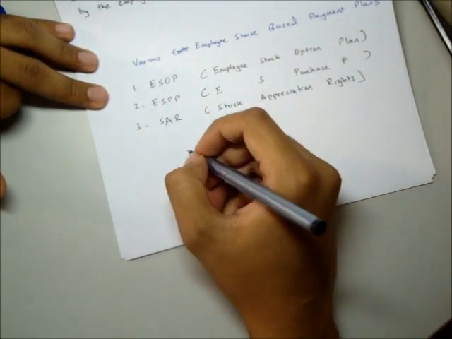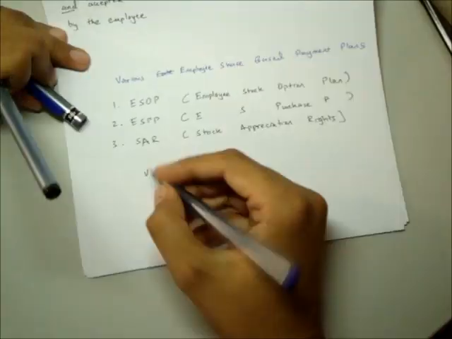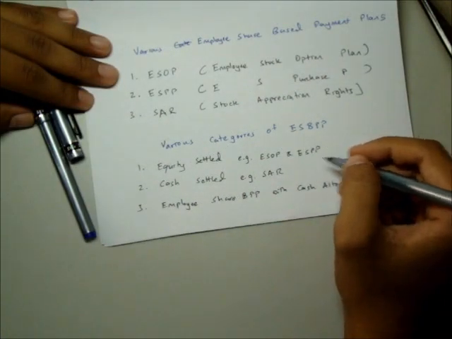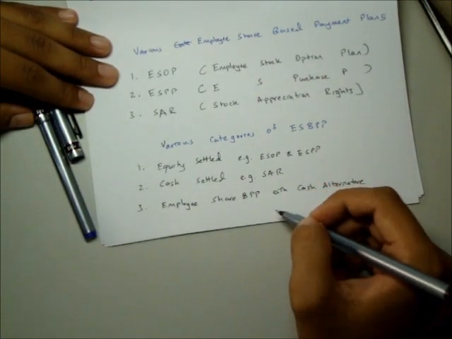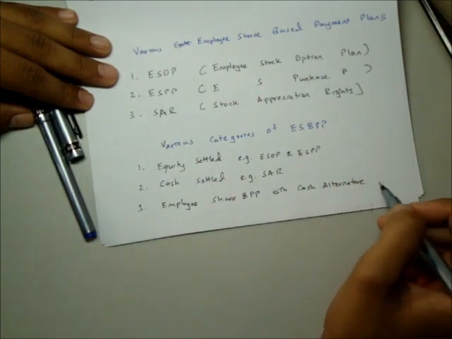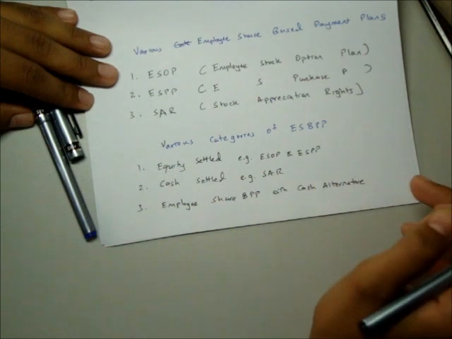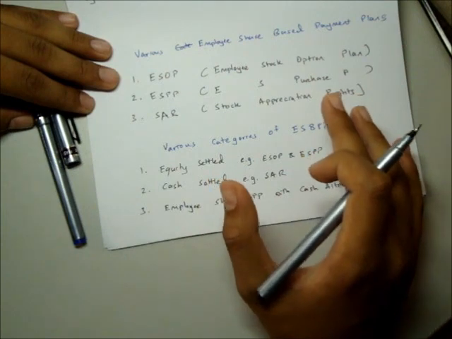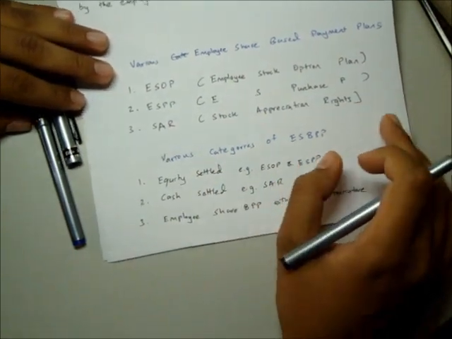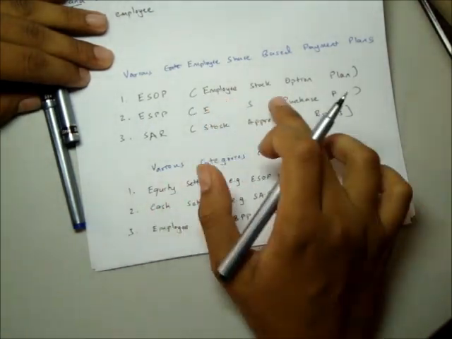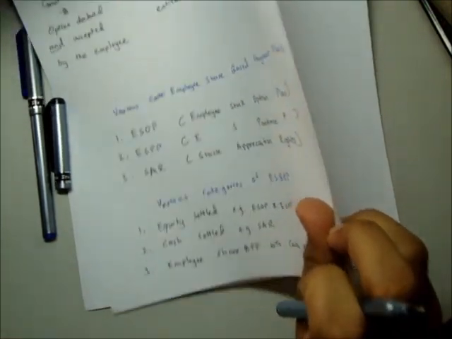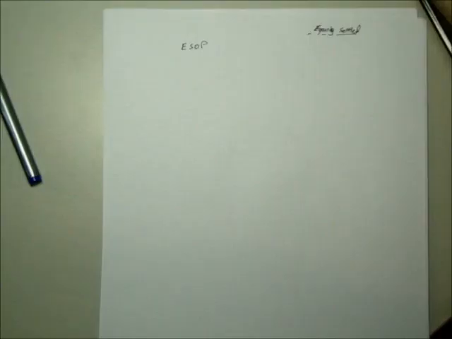Right, and now there are various categories of the employee share-based payment plans. They can be categorized as, first, equity settled, second, cash settled, and the third one is the employee share-based payment plan with cash alternative, so that would be a hybrid of the first two. Now, as we saw three types of share-based plan, that is ESOP, ESPP, and SAR, ESOP and ESPP will be categorized under the equity settled plans, and SAR will be categorized under the cash settled plan.